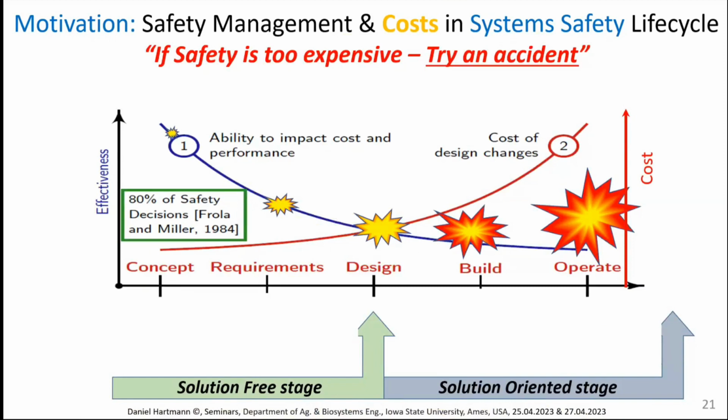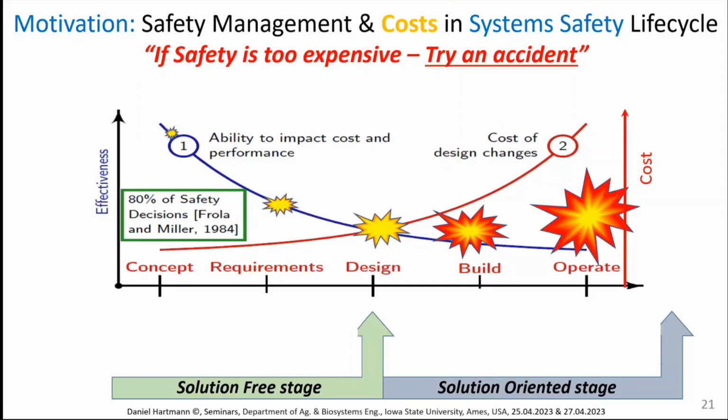And here we have to start thinking in life cycle. So if we have the life cycle, concept, requirement, design, build, operation, and so on, and we take two parameters, effectiveness of changing things and the cost of changing things, yes? We have one curve, cost of design changes, and the other curve is ability to impact cost and performance. So if we find problems already in the concept or requirement phase of creating a new system, we can fix them at very low cost. On the other hand, if we already operate something, the cost of changing it will be very high.